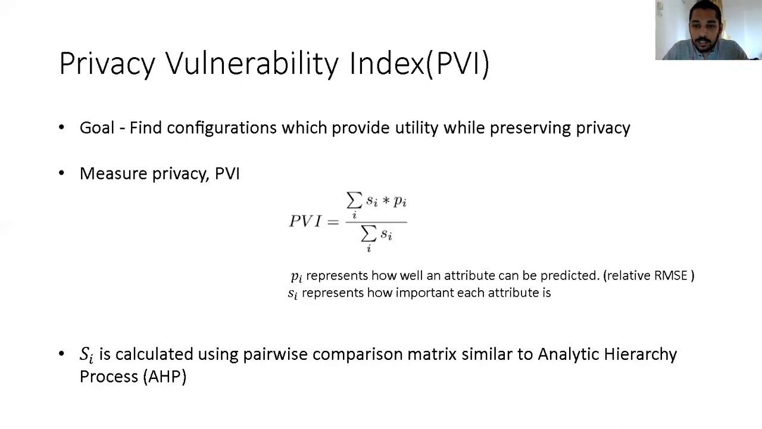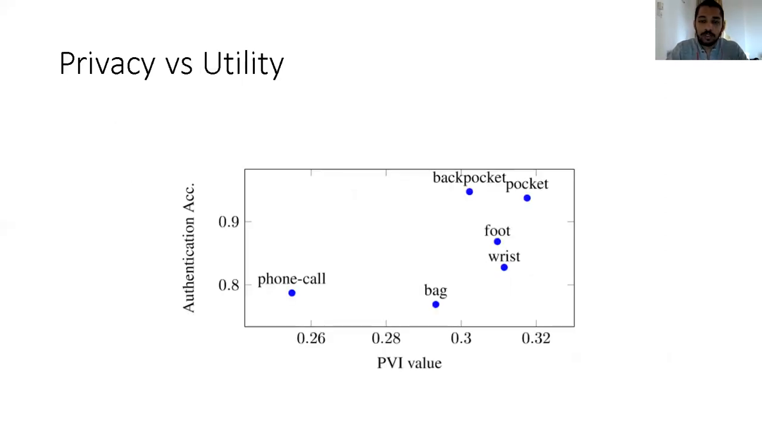So putting together the SI and PI values we have already calculated, we can come up with the PVI value for each sensor configuration. And similarly, using each sensor configuration, we just train a classifier to do authentication. So now we have the classification accuracy to measure the utility and the PVI value to measure the privacy invasiveness. Putting these two together, we come up with this graph.